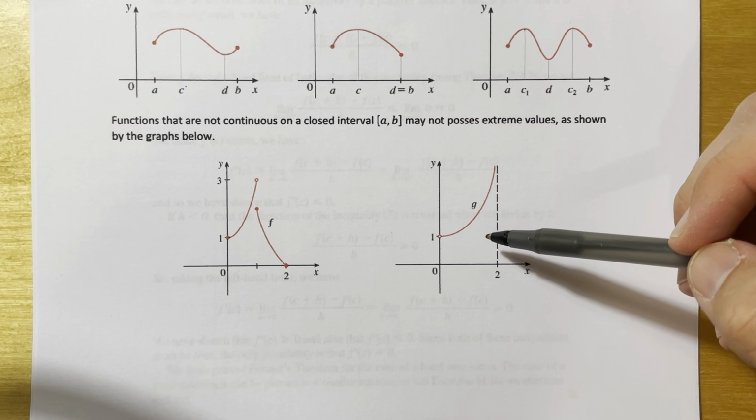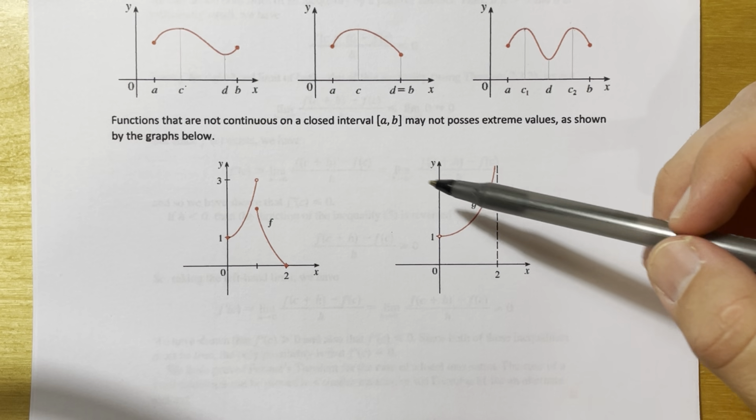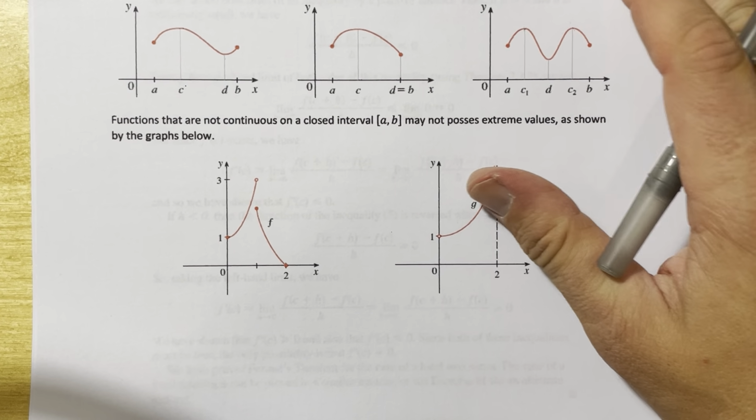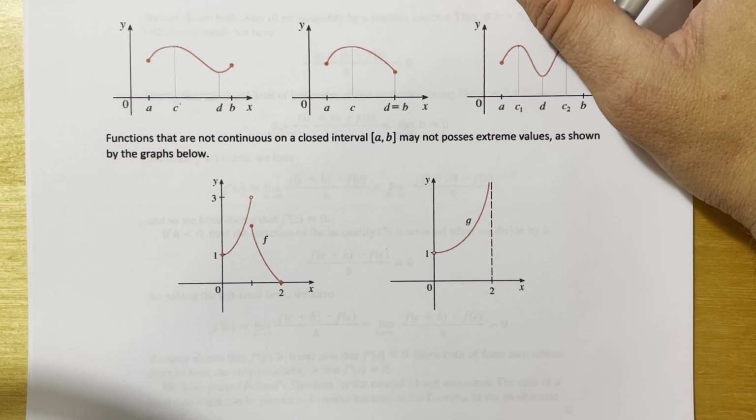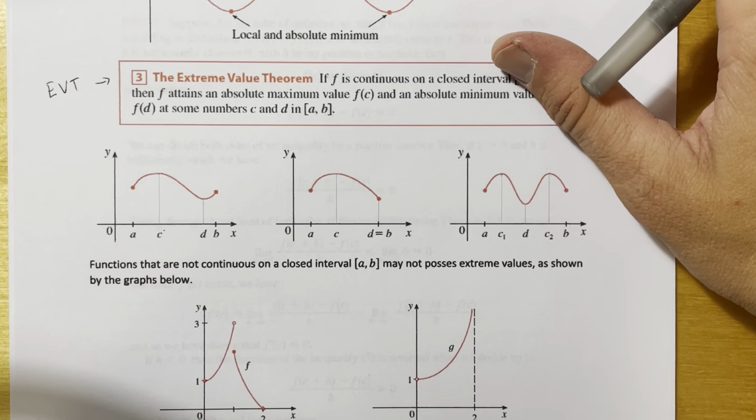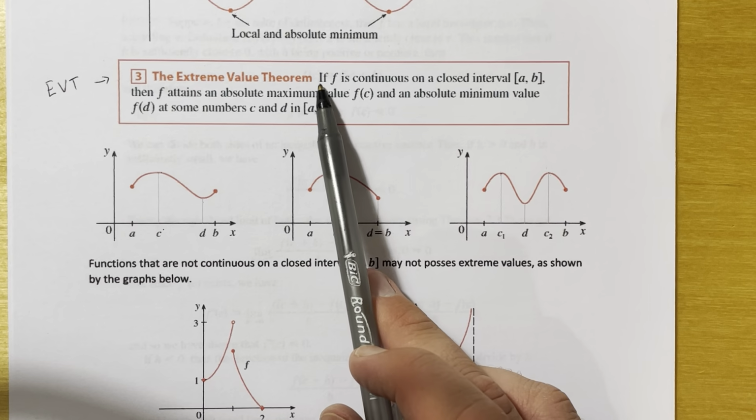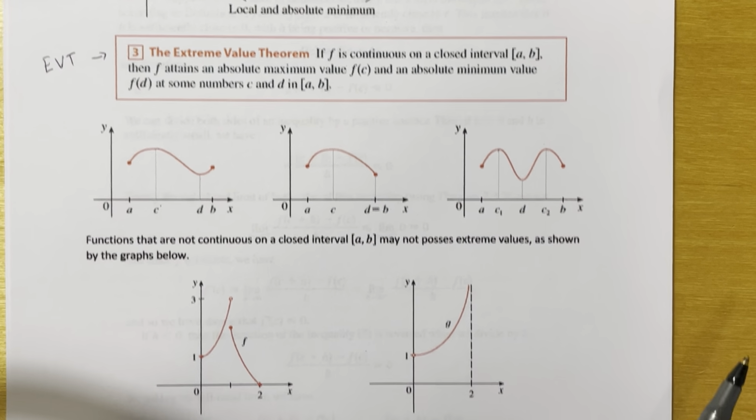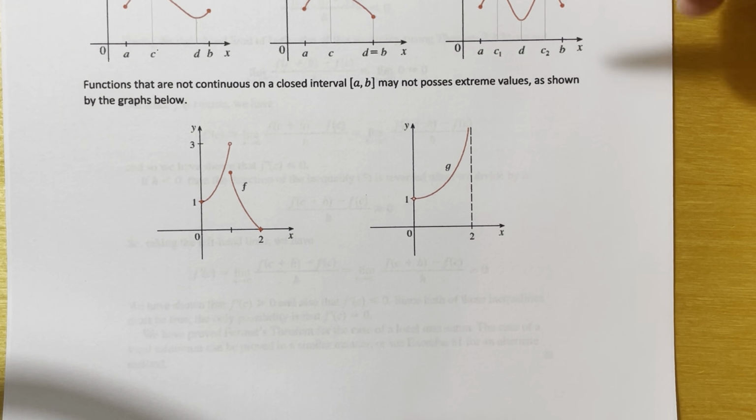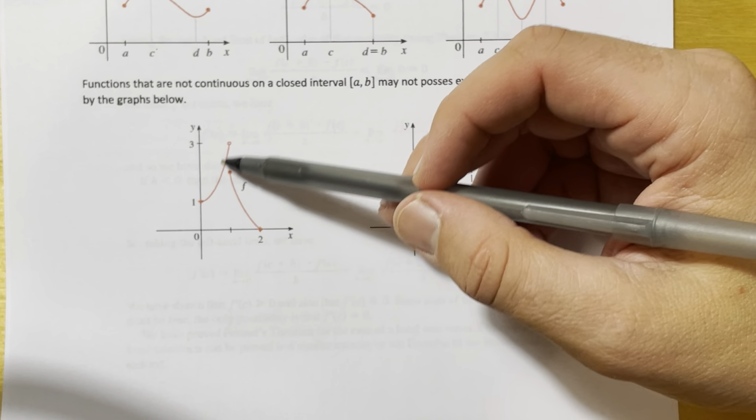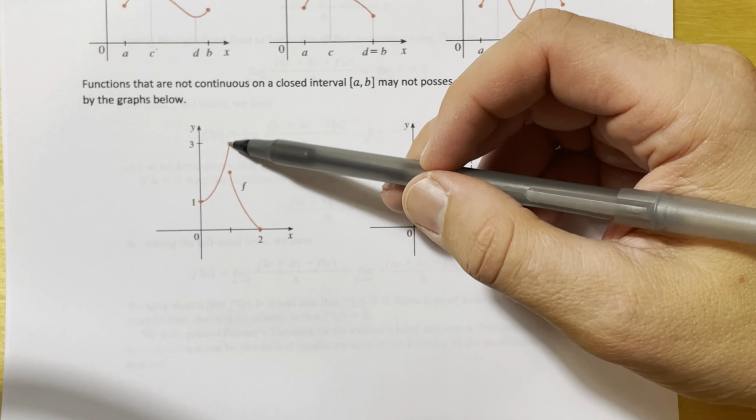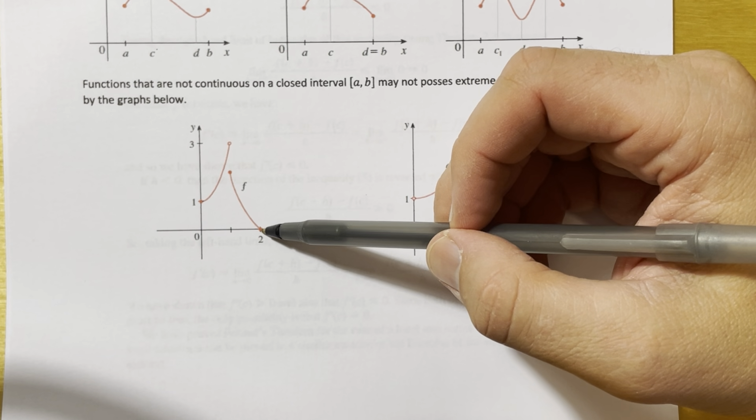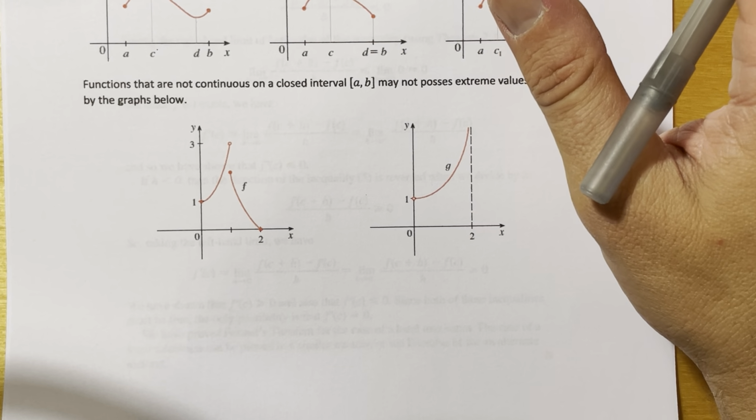Down here are a couple of examples of graphs that we want to look at to show why the assumption of continuity on the interval matters for the extreme value theorem. Because again, the extreme value theorem says if f is continuous on a closed interval, then we can find these absolute extrema on that interval. Okay, so here's an example of a function that is not continuous. It has a jump discontinuity. This function, even though it does have an absolute minimum right here, has no absolute maximum.